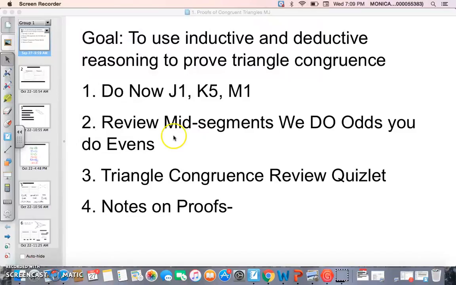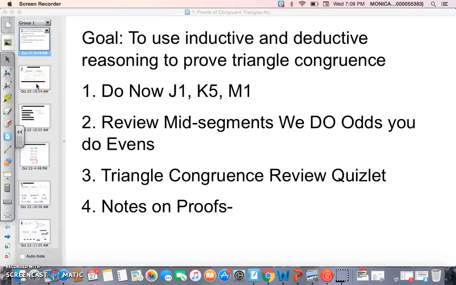You all have been doing a fantastic job with mid-segments and also triangle congruence. I'm really excited. You've been working really hard, and I think we finally mastered triangle congruence. So there's 5 different ways that triangles are congruent, and you've done a great job with it.